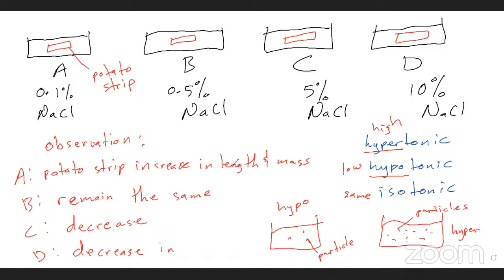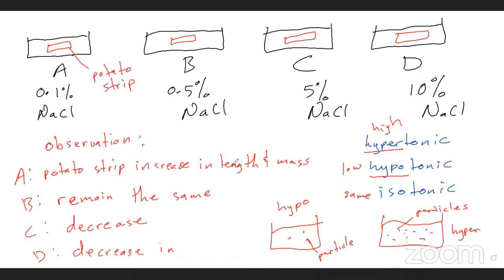Hypo. How do you know it's hypo? Because, sir, it increased in length and mass, so that means it becomes turgid. Which means what, in terms of the movement of water? The water moved from the container into the cell.